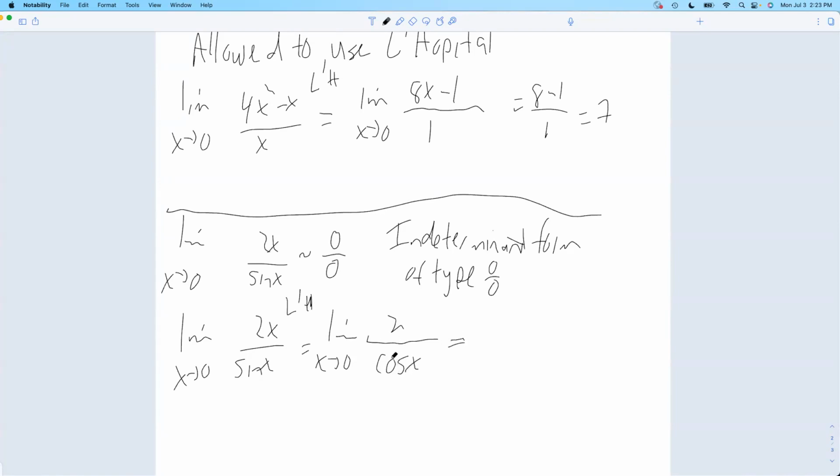Take this limit. Just by plugging in 0, we get 2 over cosine of 0. Cosine of 0 is 1. I get 2. That means, yeah, this equal sign was true. You never know until you get to the end if you were even allowed to do this. But if you get an answer at the end, you're done. That's your answer. The limit as x approaches 0 of 2x over sine of x is in fact 2.